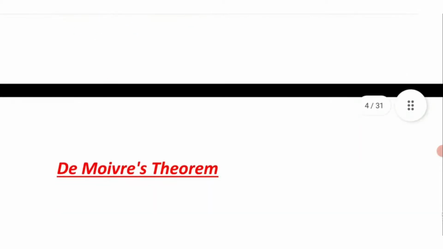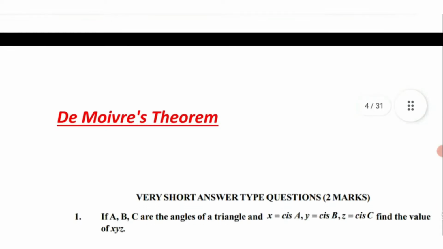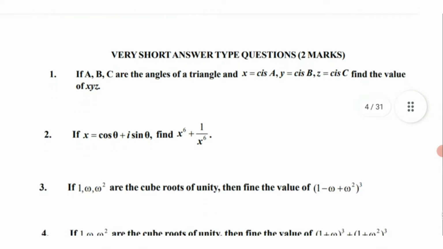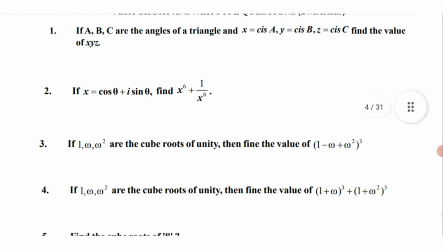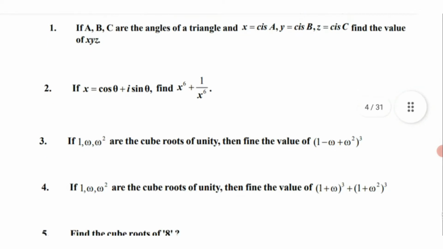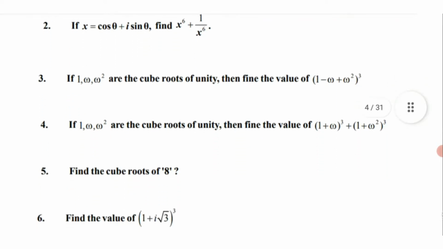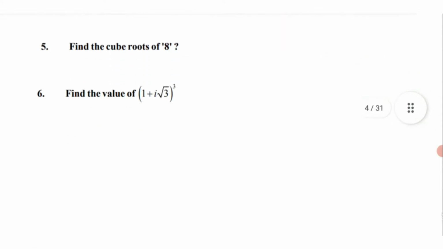Next is De Moivre's theorem, a very important chapter. We will see the VSQs first. If A, B, C are the angles of the triangle. Next, x equals cos theta plus i sin theta, find x power 6 plus 1 by x power 6. Next, cube root of unity, 2 questions. Cube root of 8, then find the value, 6th question.